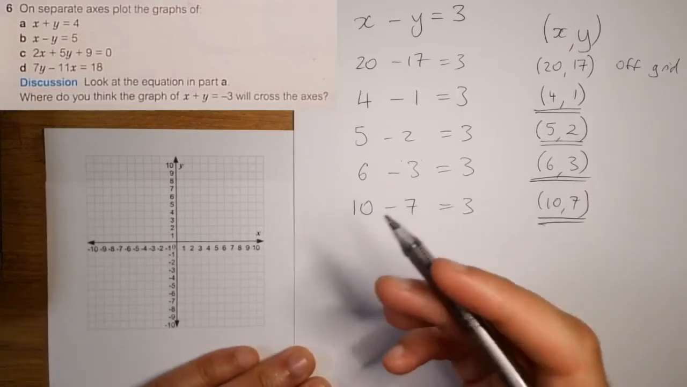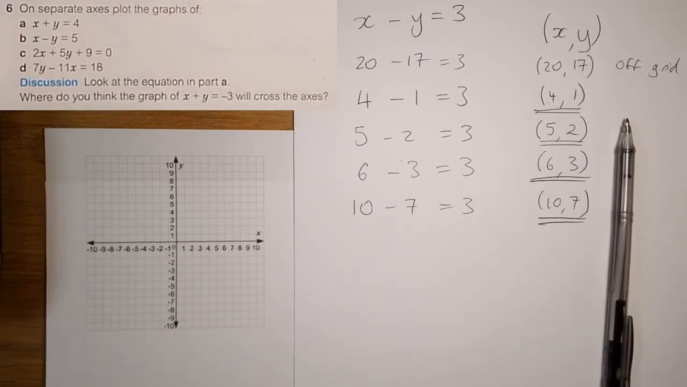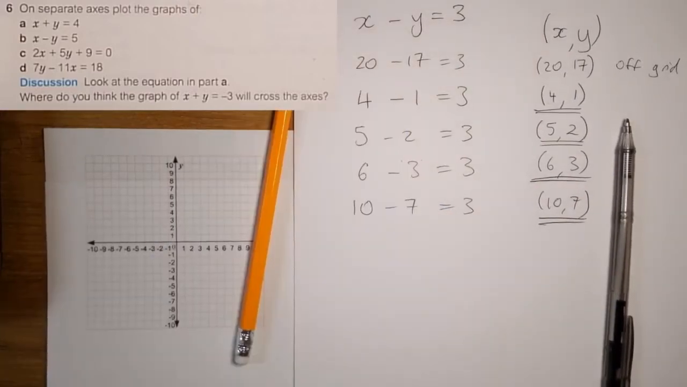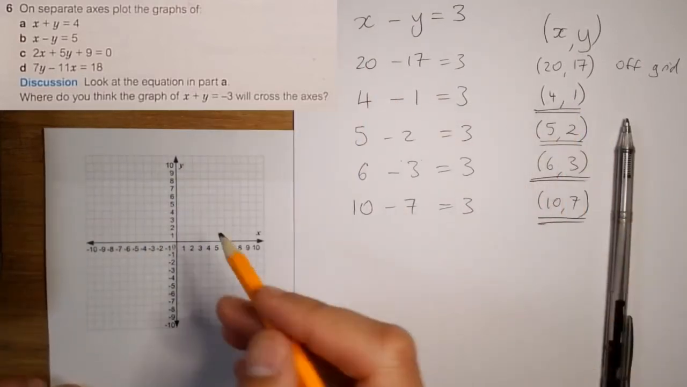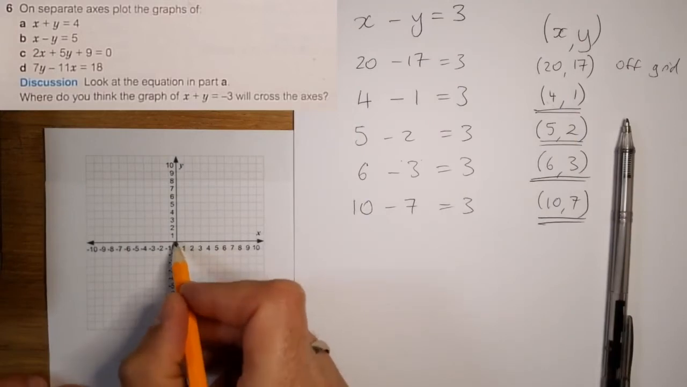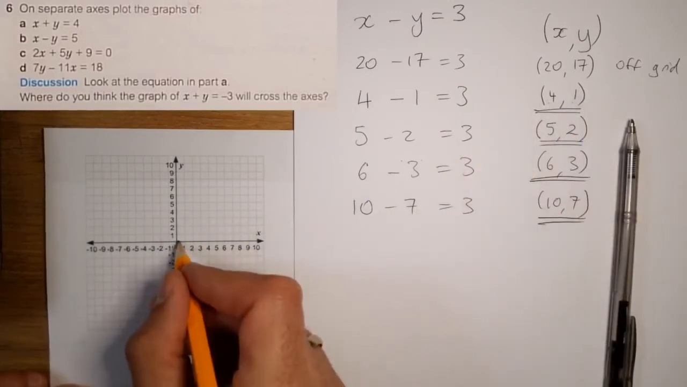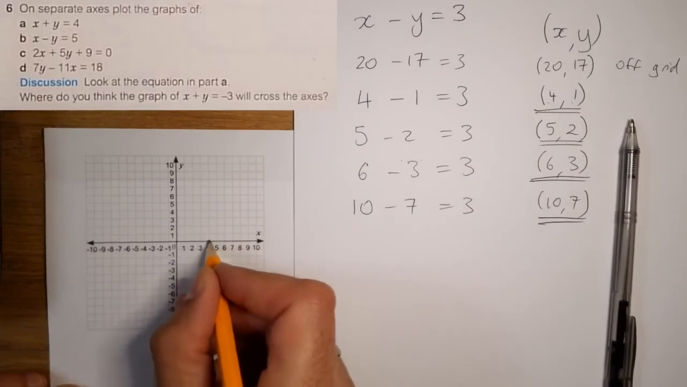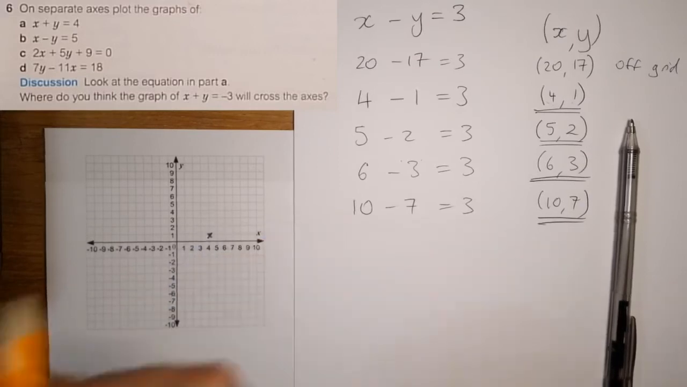I'll probably plot all. So what I need to do now is swap out for a pencil. Bear with me. Okay, I've now got a pencil and I'm now going to plot these. So the first one, 4, 1. We start at the origin. It's along the corridor 4 and up the stairs 1. So along 4, 1, 2, 3, 4, and up 1 is there. I'll put a little cross there.